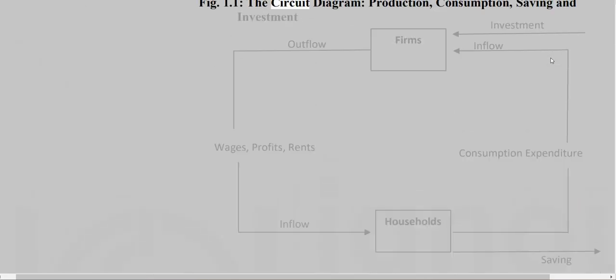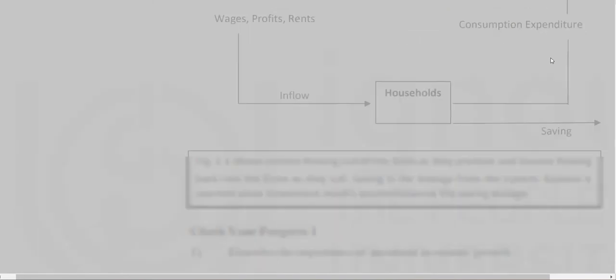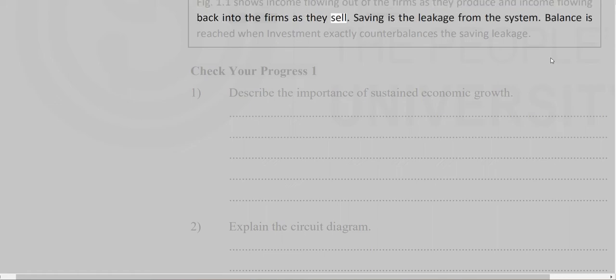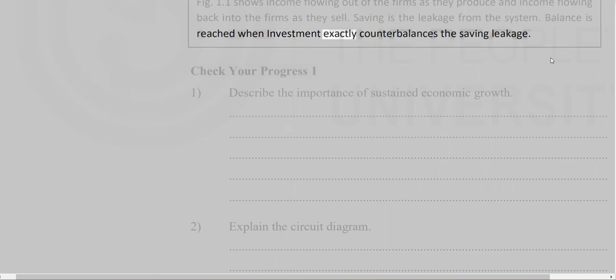Figure 1.1, the circuit diagram: production, consumption, saving, and investment. Firms, investment, households. Wages, profits, rents. Inflow. Outflow. Consumption expenditure. Inflow. Saving. Figure 1.1 shows income flowing out of the firms as they produce and income flowing back into the firms as they sell. Saving is the leakage from the system. Balance is reached when investment exactly counterbalances the saving leakage.